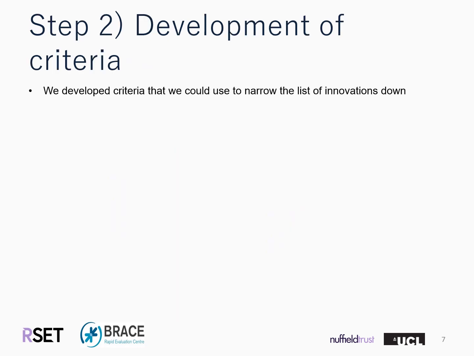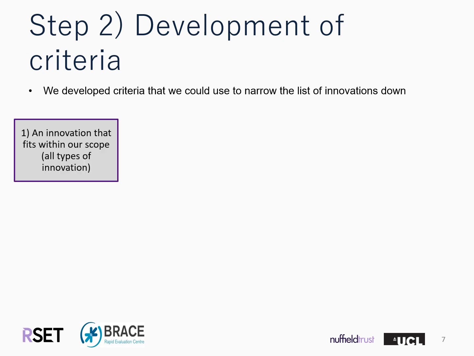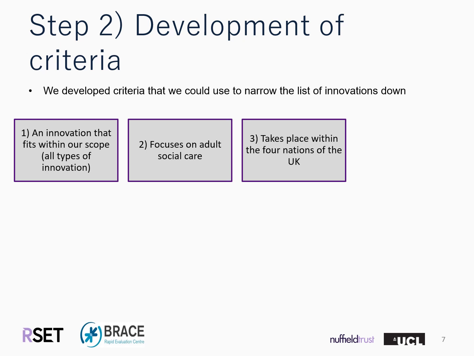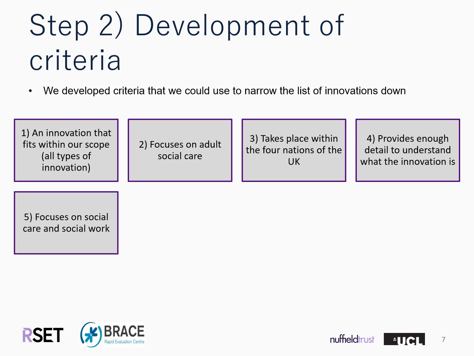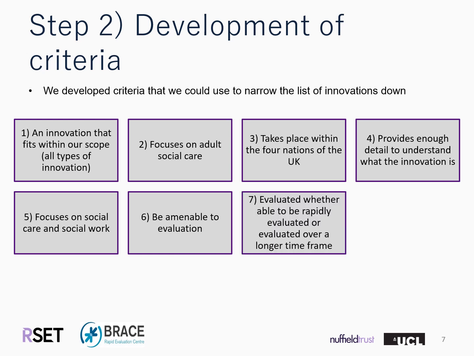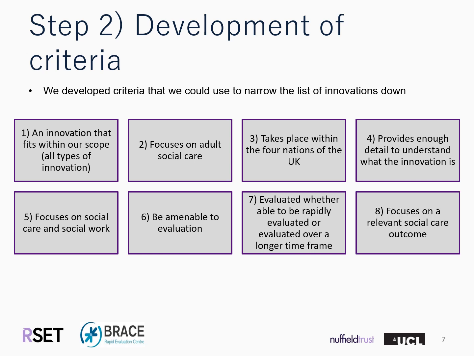So the next step was to develop some criteria that we could judge these innovations against and use to narrow the list of innovations down. The first criteria was that the innovation needed to fit within our scope of what an innovation is, and in this project we were quite broad and we included all types of innovations. The innovation needed to focus on adult social care. It needed to take place within the 4 nations of the UK. It needed to provide enough detail to understand what the innovation was. It needed to focus on social care and social work. It needed to be amenable to evaluation, and within this we evaluated whether it would be possible to rapidly evaluate the innovation or whether it would need to be evaluated over a longer time frame. And it needed to focus on a relevant social care outcome.